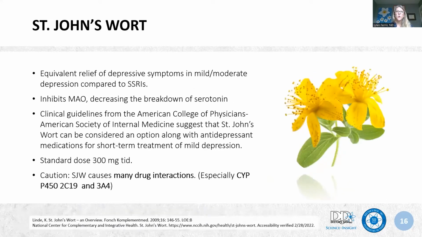And St. John's wort is also an herb I want to highlight because it's been shown in studies to provide equivalent relief of mild to moderate depression when compared to SSRIs. So this can certainly be considered a treatment option for mild depression. I do want to remind you to use it with caution because St. John's wort can cause drug interactions because it's metabolized via some common cytochrome pathways.